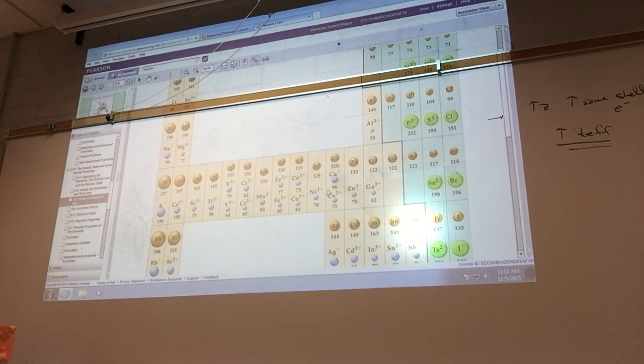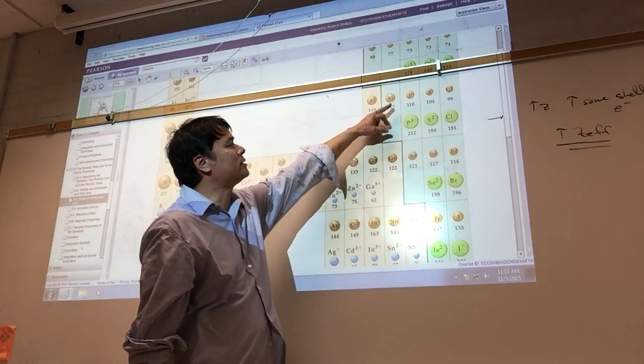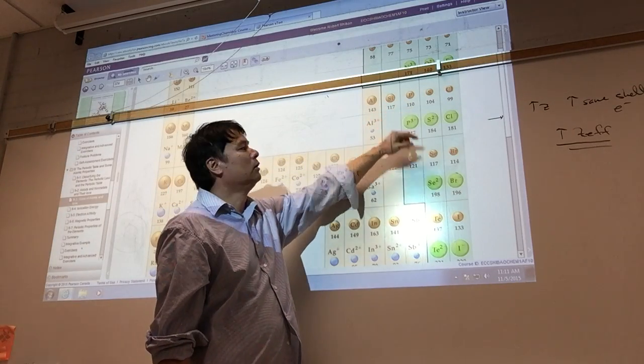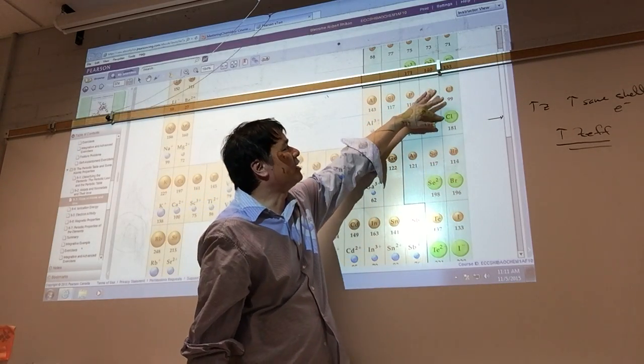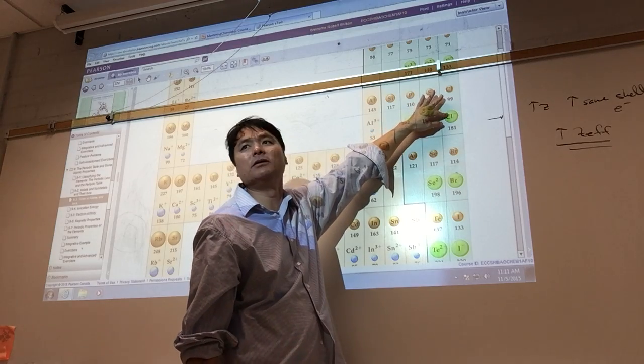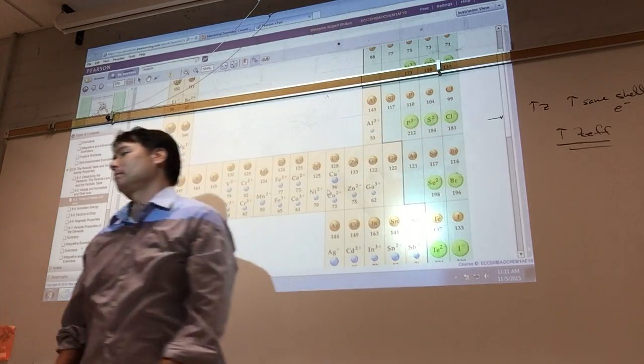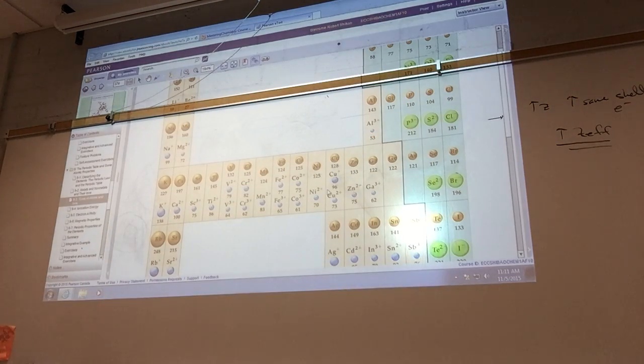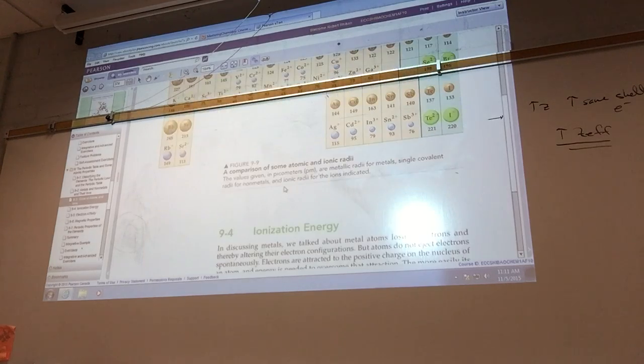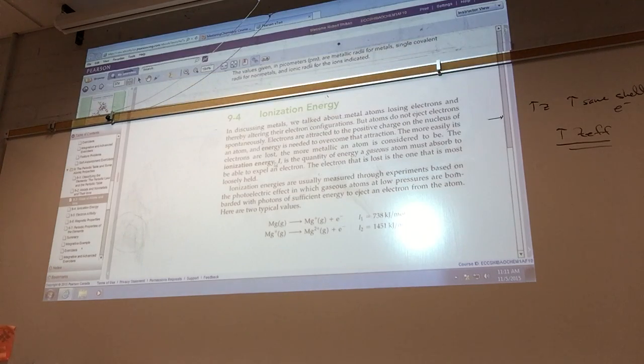All right, so even though something like phosphorus gains 3 electrons, take a look at what happened to the size. The size just pretty much doubled. Whereas chloride gained 1 electron and the size pretty much doubled. All right, that's the radius of atoms and ions.